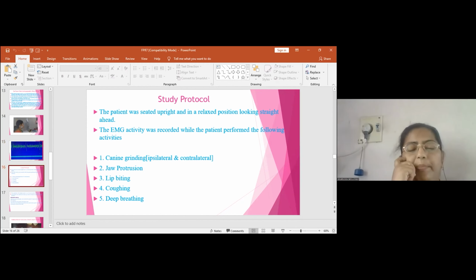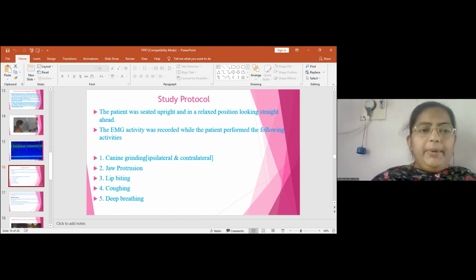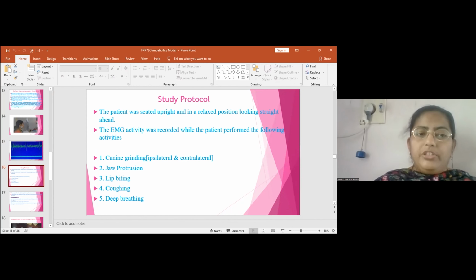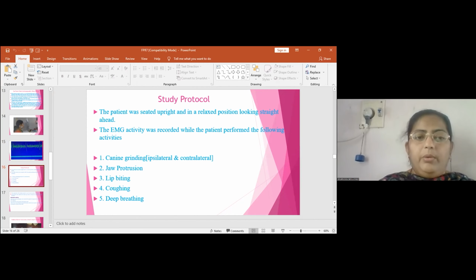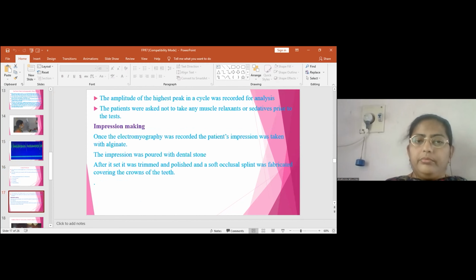And then lip biting. So during each activity, the highest MUPs that were obtained were recorded. And coughing and deep breathing. So these 5 activities were given to each of the bruxers and each of the normal individuals as the control group. And the amplitude of the highest peak in a cycle was recorded for analysis.